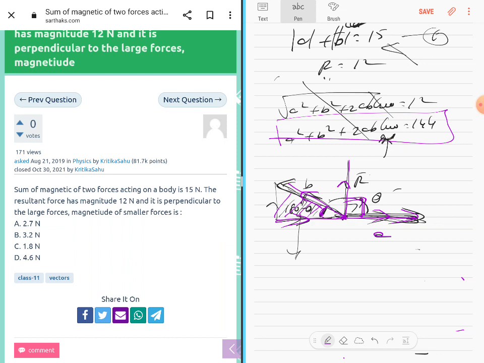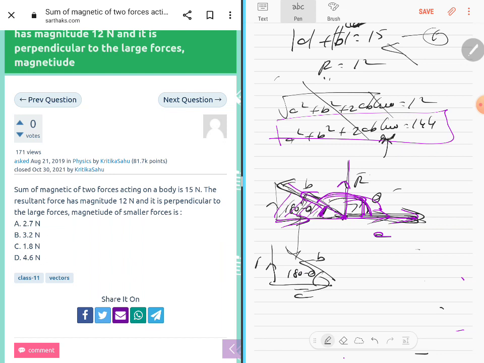You agree with me? If the angle between the two is θ, then this small angle will be 180 minus θ. But if I take a triangle and draw a vector and b vector, shouldn't I then be writing this as 180 minus θ?